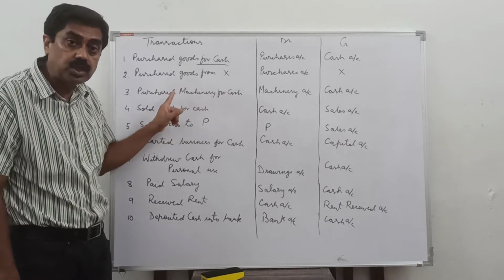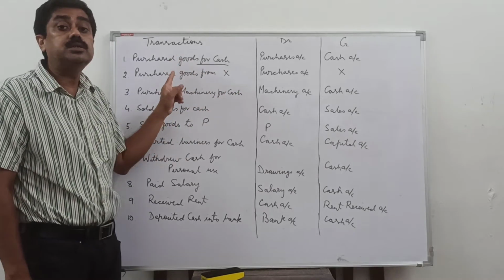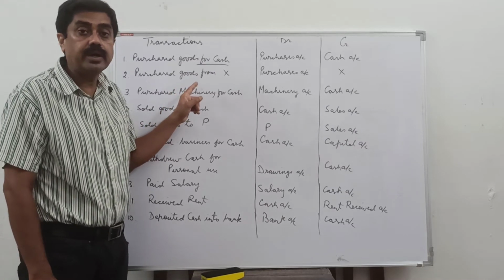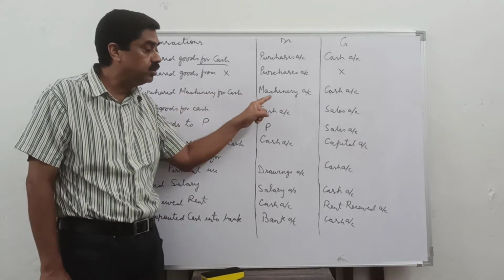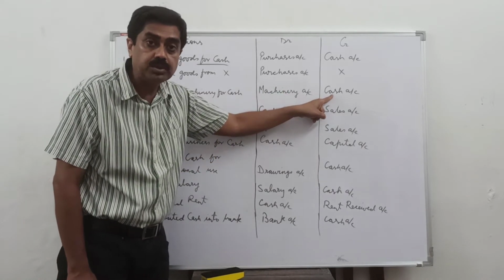Now since both are visible, can be seen, expressed in terms of money, it is a real account. The rule is debit what comes in, credit what goes out. From business point of view, machinery is coming into business and cash is going out of the business.